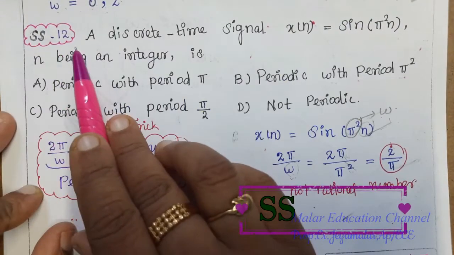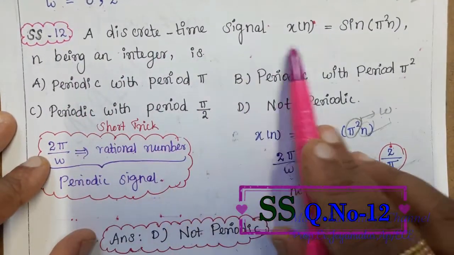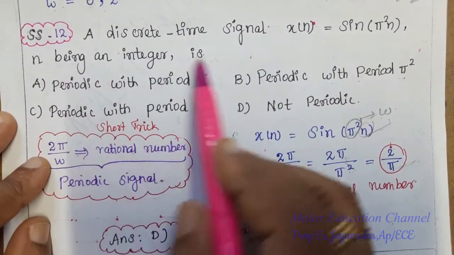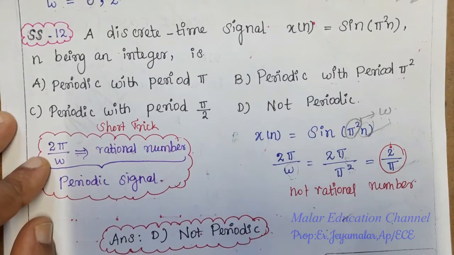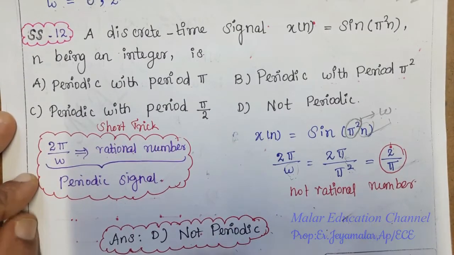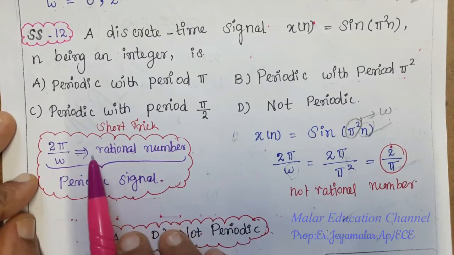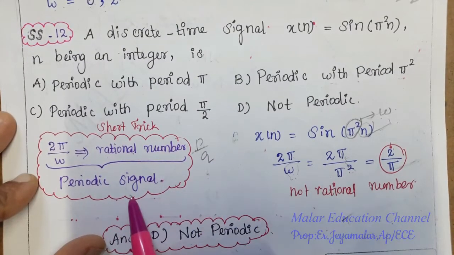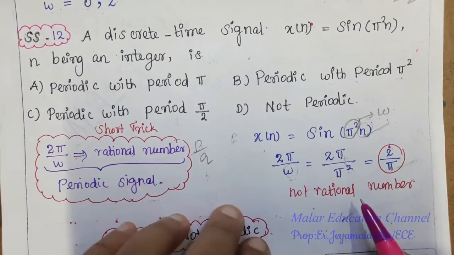Signals and systems, question number 12. A discrete time signal x of n equals sin pi square n, where n is an integer, is... Four options are given. Let me check whether it is periodic or not. The short trick: 2 pi by omega should be a rational number, that is, in p by q format. That is the condition for a periodic signal.